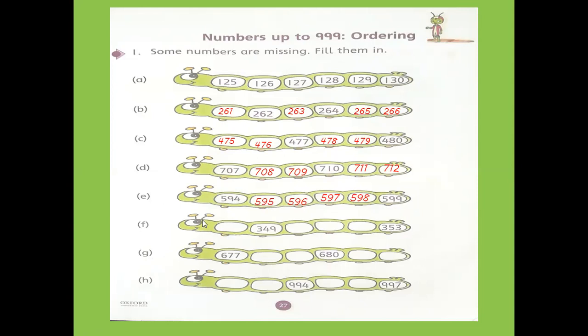F part. So the first number is missing and the second one is given, 349. So before 9, look at the last digits, 9. Before 9, what comes? 8. It means here 348. And after 9, 10, so 49 becomes 50. So 350. And after 50, 51, 351. And after 51, 52. And then 53 is given. So read 348, 349, 350, 351, 352, 353.